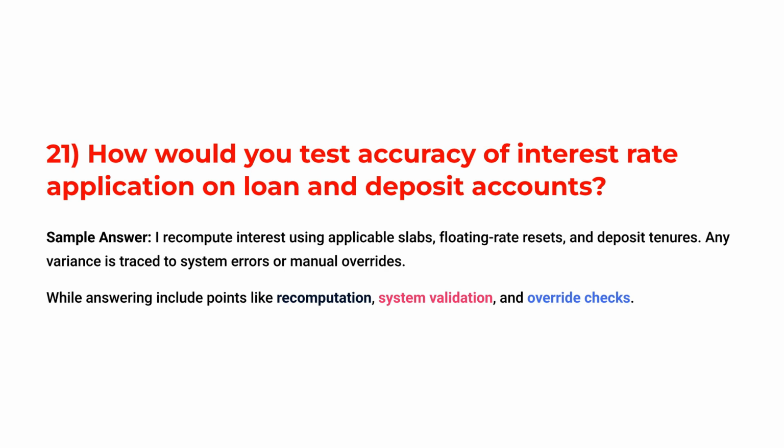How would you test accuracy of interest rate application on loan and deposit accounts? Sample answer. I recompute interest using applicable slabs, floating rate resets, and deposit tenures. Any variance is traced to system errors or manual overrides. While answering, include points like recomputation, system validation, and override checks.